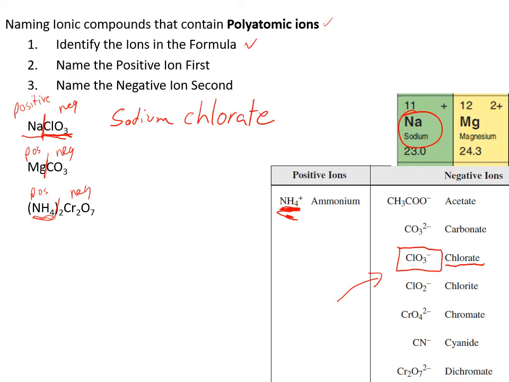Okay, so it's a little bit easier than some of our other ones. Again, here we have the positive ion for this one. We found it right here on this little piece of the periodic table. It says it's magnesium. And then we find where CO3 is on our sheet. Here it is right here. I just write down this word right here, which is carbonate.